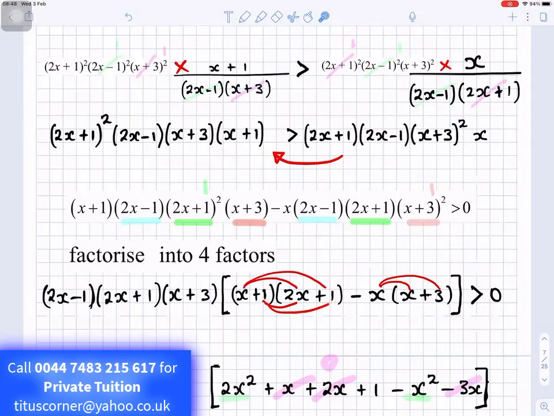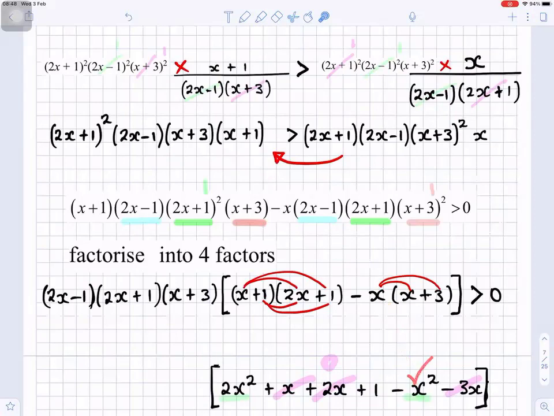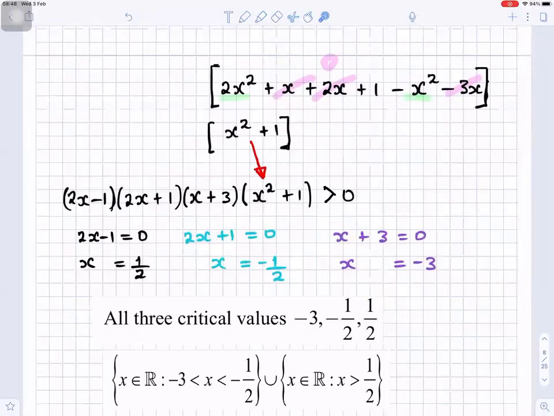You remove the bracket on this side. x times x is x squared. x times 3 is minus 3x. So that's what you get. Now we can simplify. 2x squared minus x squared gives you x squared. x plus 2x is 3x, minus 3x is 0. So this, and this is 0.